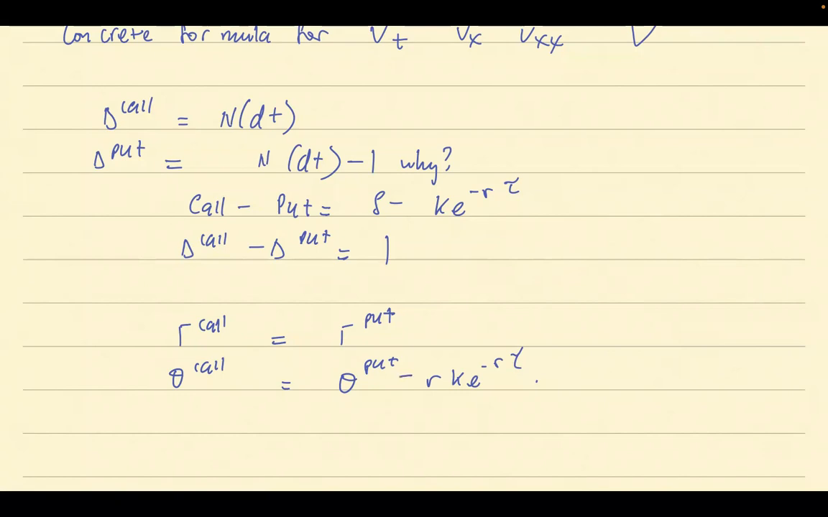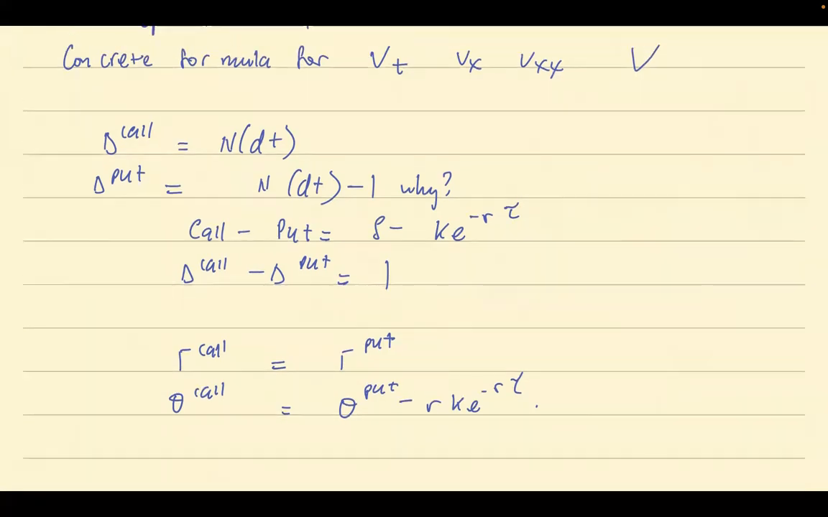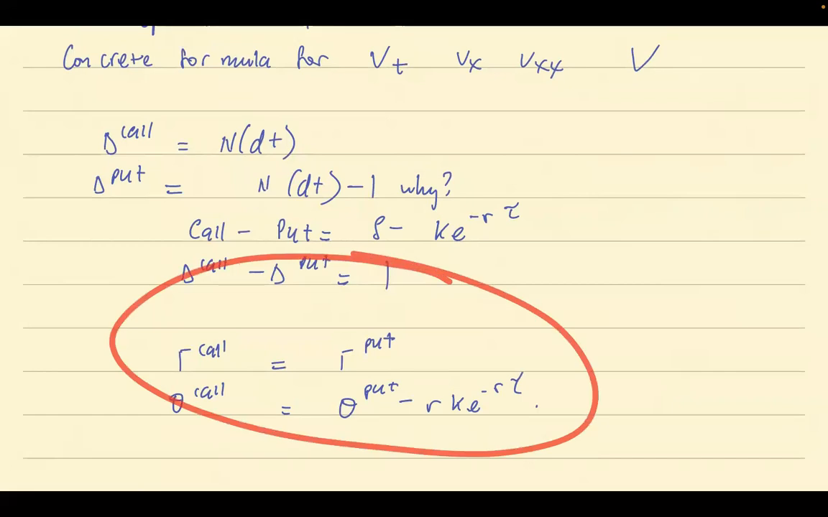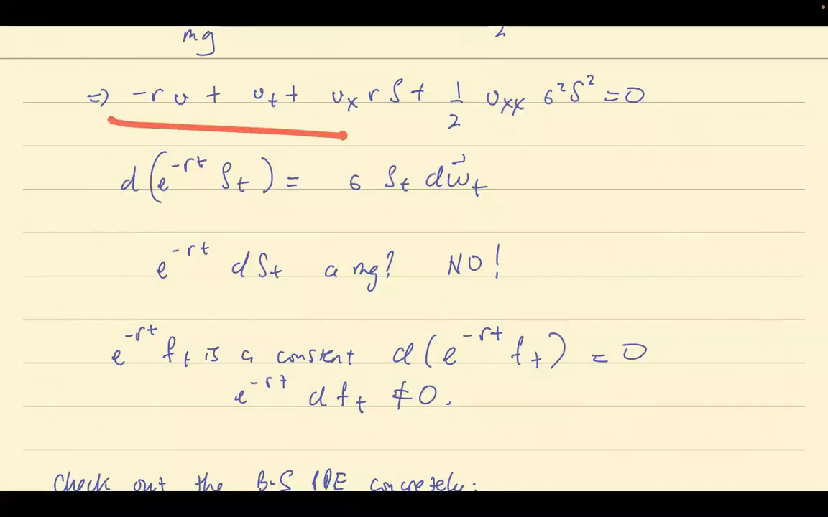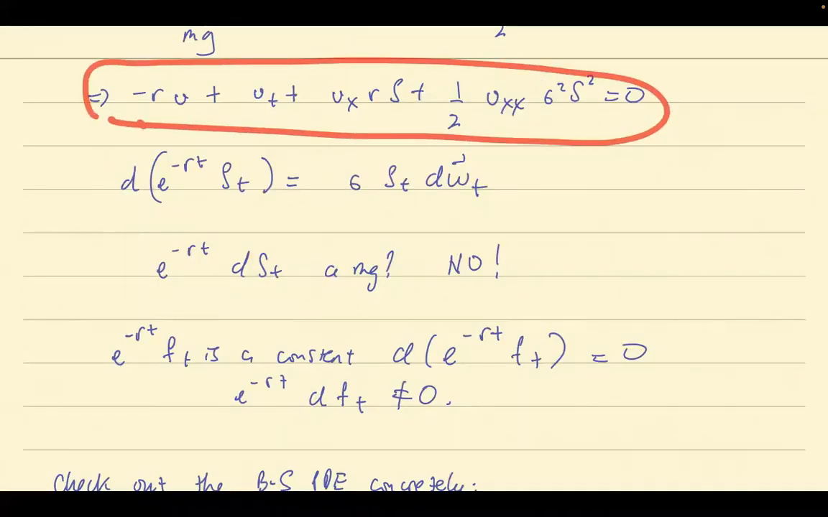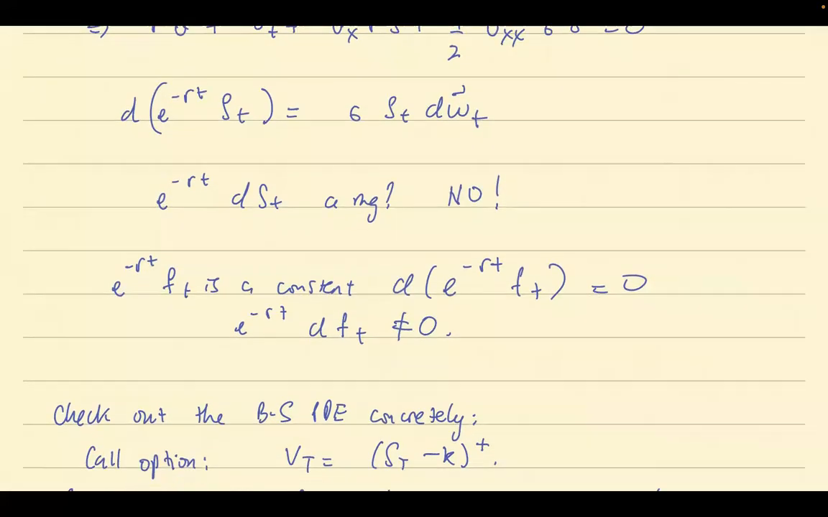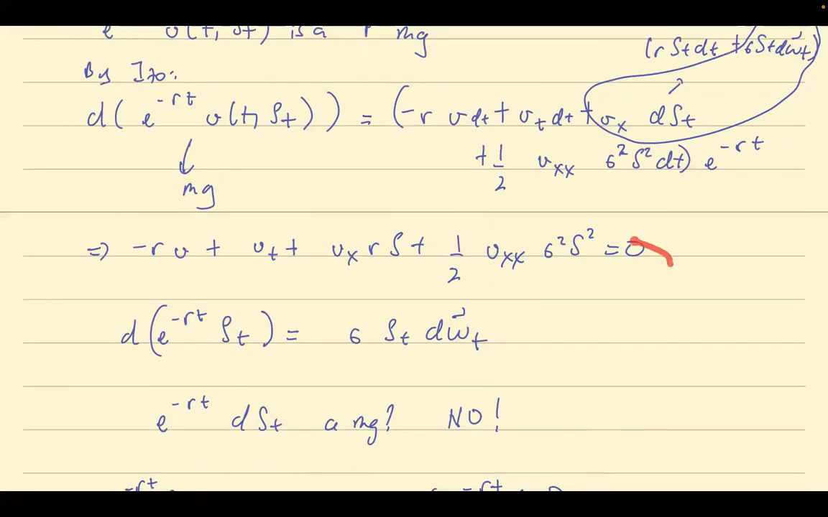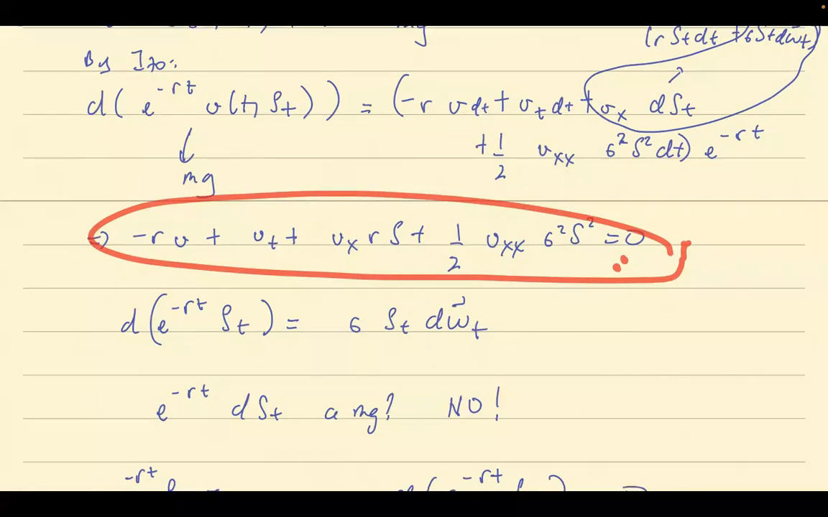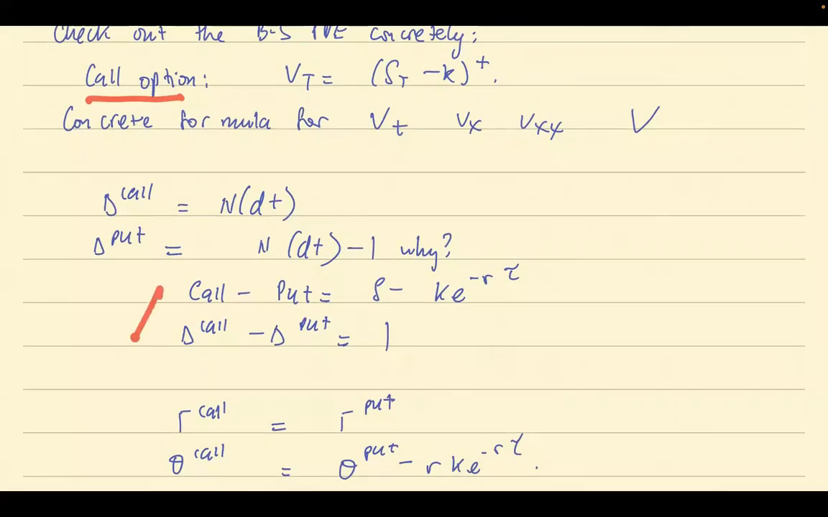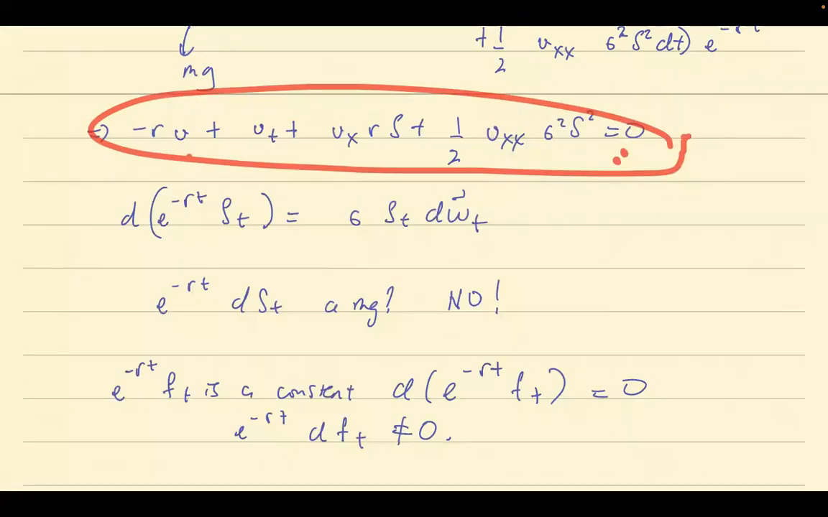Anyway, I'm not here to check out the details, but the point is that these are very easily found. Therefore, if you know that something is true for some option, let's say the call, then you can easily show that it holds for the put. Why? Because the put and the call are linearly related, and this PDE is linear. You understand?